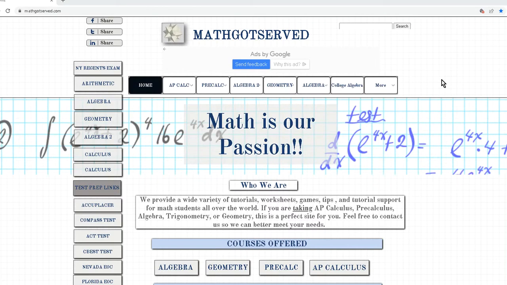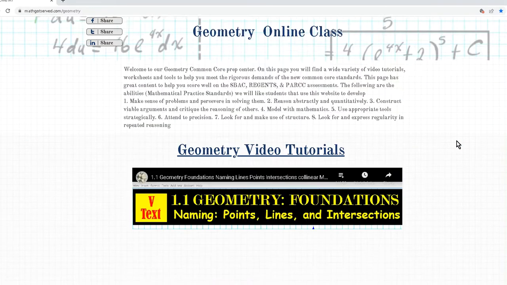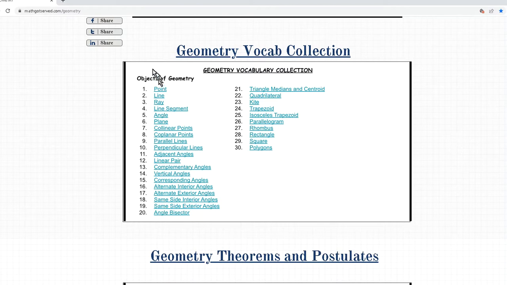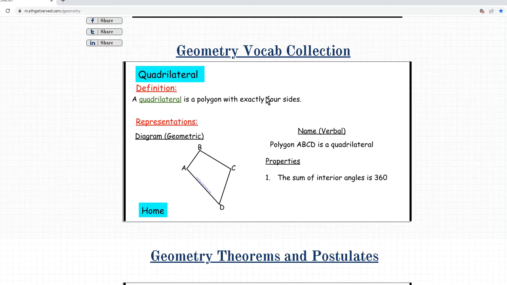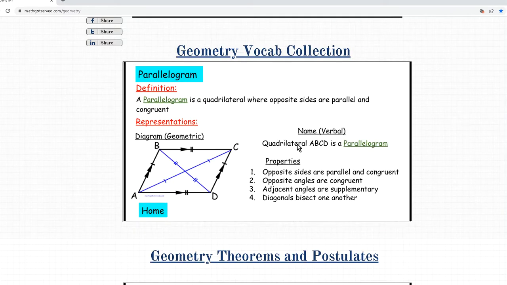All right, to get us started, we're going to take a look at our website, mathgotserved.com. We're going to go to the geometry section. What we're looking at is basically what the properties of rectangles are. If we go to our geometry vocab collection to the quadrilateral section, you scroll down here. So we know what parallelograms are. They're basically quadrilaterals where opposite sides are parallel and congruent. We can break them down further into rhombuses, squares, and rectangles.